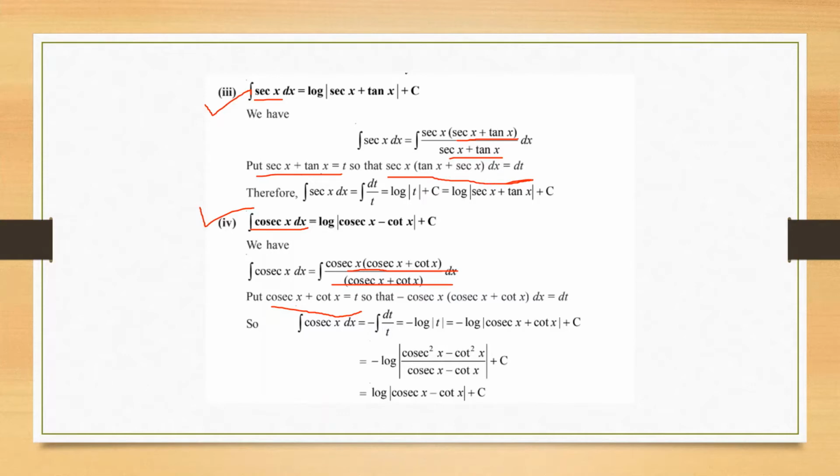So this question is also represented as dt upon t, which is again log mod t plus c, and your t is secant x plus tan x. So it is log mod secant x plus tan x plus c.